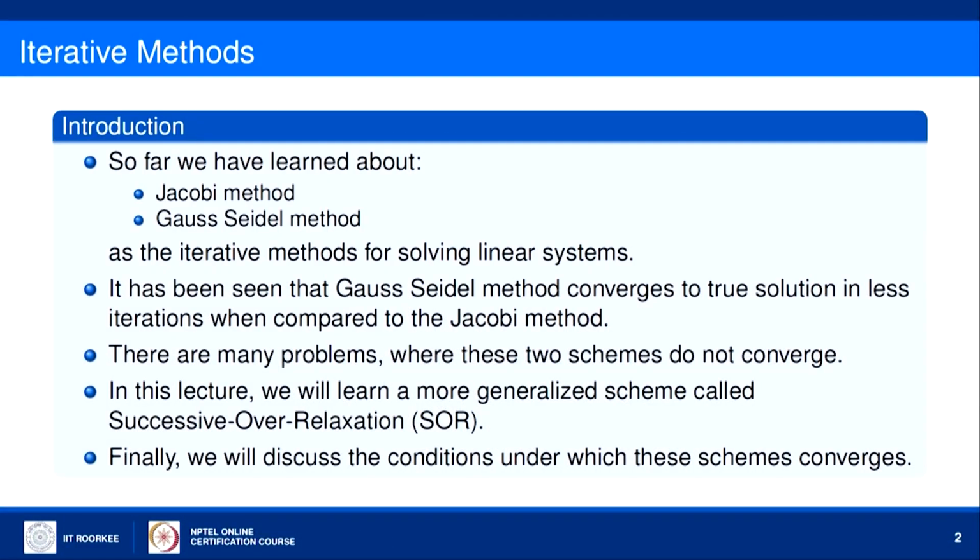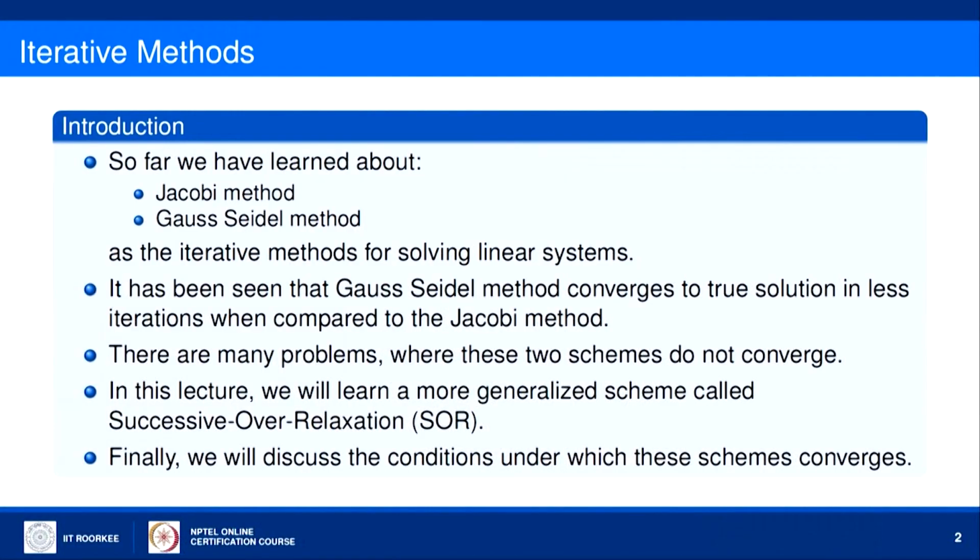Hello friends, welcome to the second lecture on the iterative methods for solving linear systems. In the previous lecture we learned two schemes for solving linear systems, Jacobi and Gauss-Seidel. It has been seen that the Gauss-Seidel method converges towards the exact solution in fewer iterations when compared to the Jacobi scheme. There are many problems where these two schemes do not converge at all.